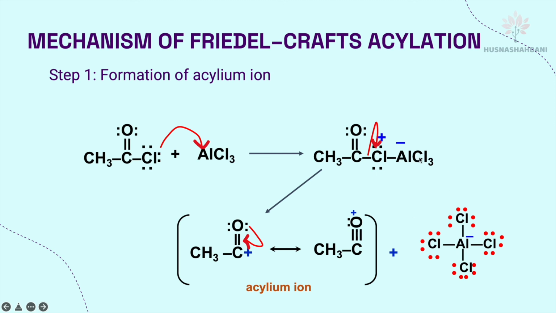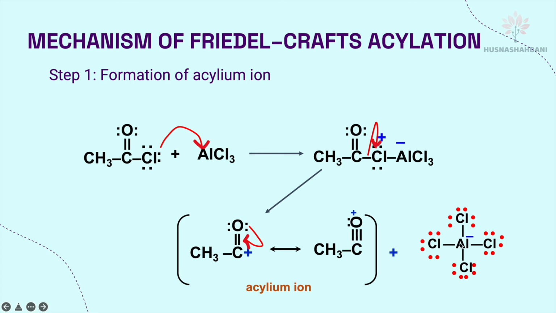And this AlCl4 minus, because these two electrons are transferred fully to the Cl atom, so it becomes AlCl4 minus. The minus is at the Al atom, because this Al now has 8 electrons in total.